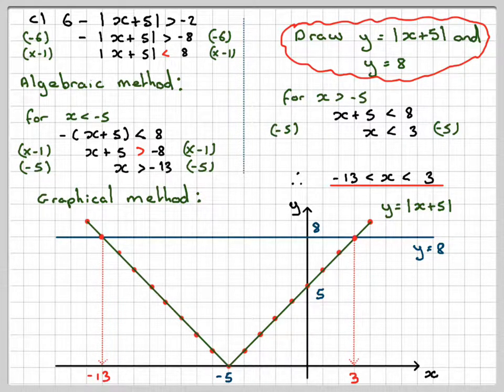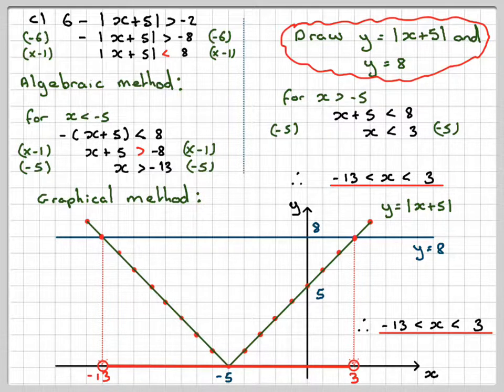Now, we wanted to know where the absolute value of x plus 5, this is the inequality we're considering, is less than 8. It's going to be less than 8 here. Okay, so it's going to be everywhere between -13 and 3. So x will be greater than -13 and less than 3.